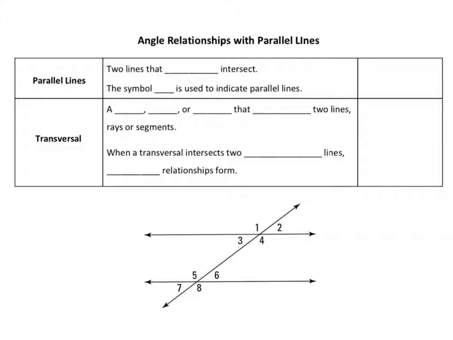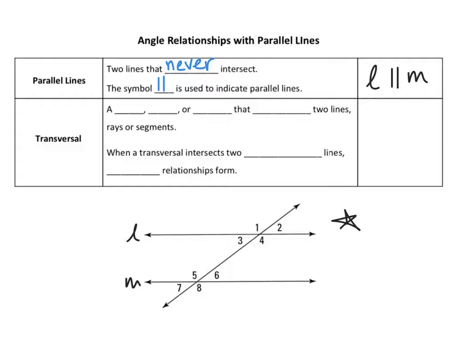So we're going to start with the definition for parallel lines, and parallel lines are two lines that never intersect. So we're going to go ahead and fill that in. So again, two lines that never intersect. The symbol that almost looks like two capital I's side by side is used to indicate parallel lines. So an example of parallel lines, if we take a look down at this picture, if we labeled this line, line L, and line M, that tells me that line L is parallel to line M.